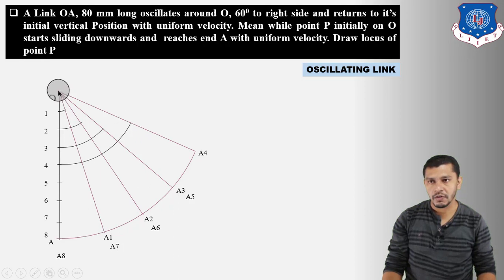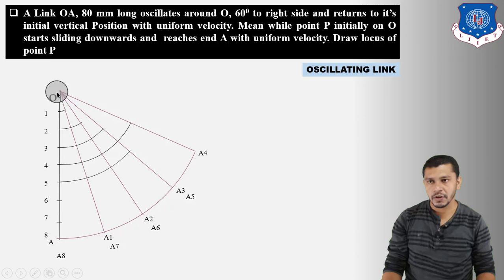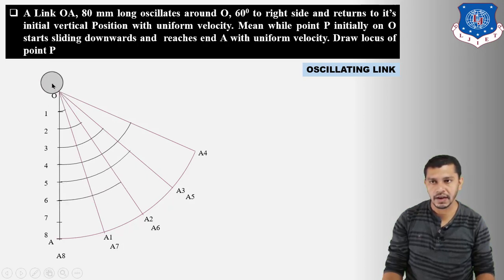Now put your compass on O again, radius equal to O to 5, give an arc on the line OA5. Put your compass on O, radius equal to O to 6, give an arc on the line OA6. Center at O, radius equal to O to 7, give an arc on the line OA7. And our final point will be over here. So mark these points.